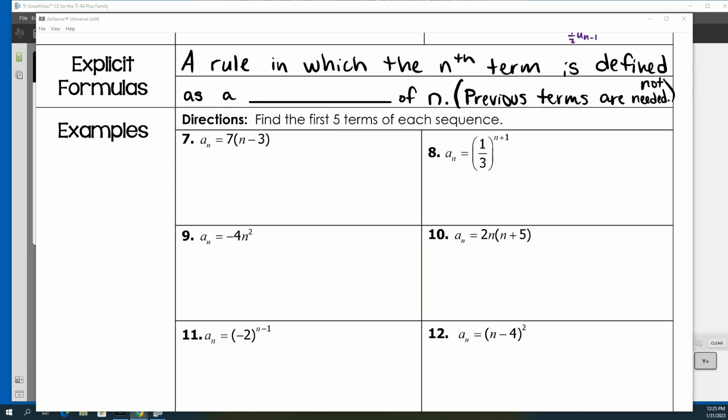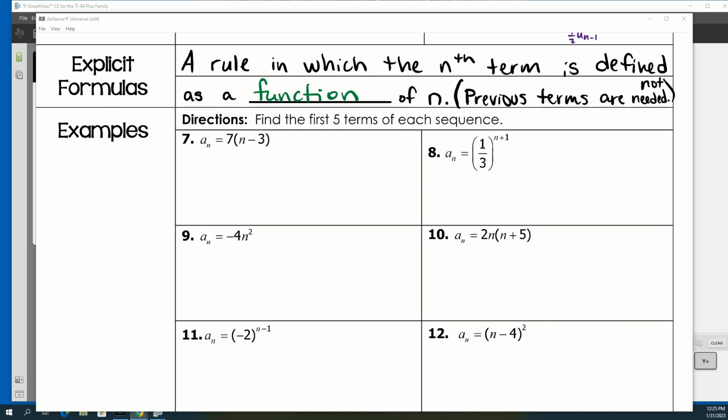All right, so we're on the back of the first page of the intro to sequences and series, and we're going to talk about explicit formulas today. An explicit formula is a rule in which the nth term is defined as a function of n. And we're not going to use the previous terms. So if we want to find the first term, you're going to plug 1 in for n. And then when you want to find the second term, you're going to plug 2 in for n. So that's what we're going to do on some of these examples.